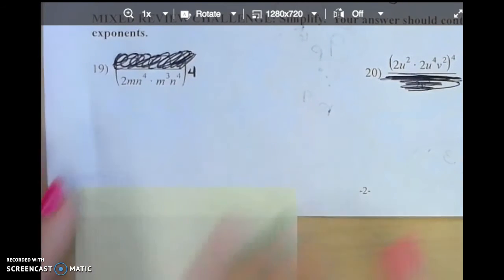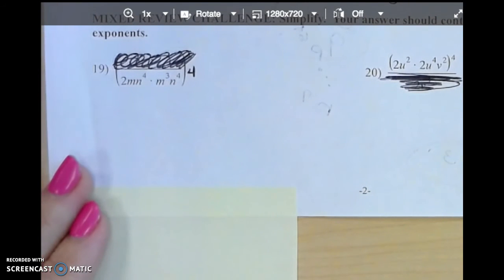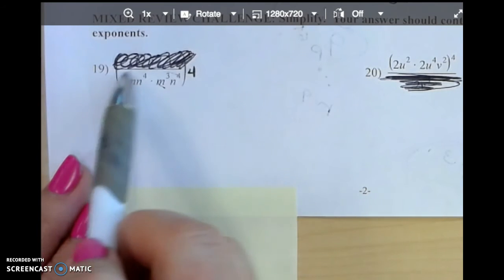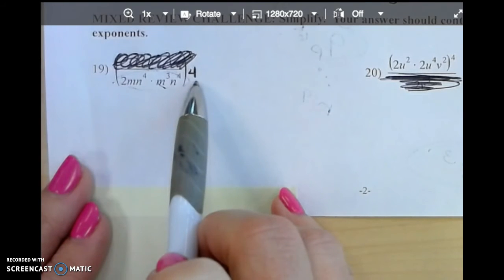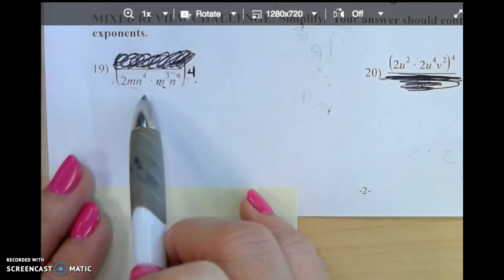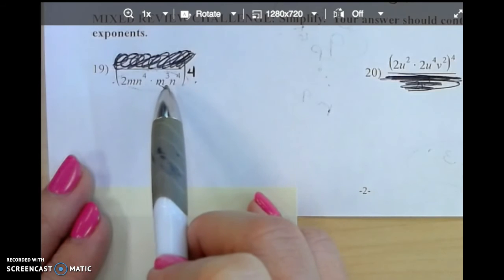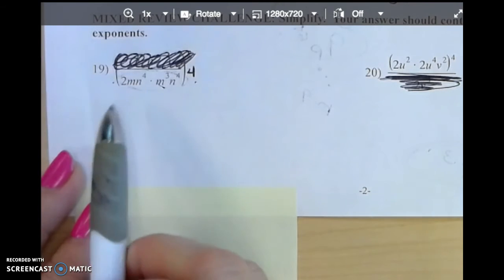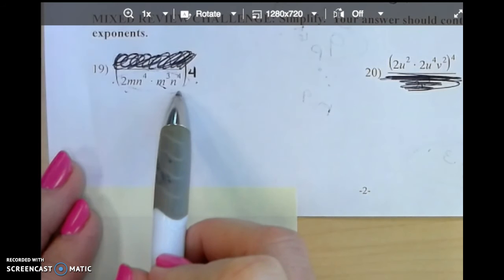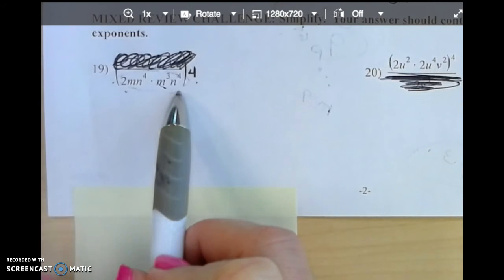Okay, 19. We've got 2m n to the 4th times m to the 3rd n to the 4th, all to the 4th. There are two different ways you can approach this problem. You can start by combining like terms here and then distributing the 4, or you can start by distributing the 4 and then combining like terms. My advice would be to simplify it as much as possible before distributing the 4. So when I work through here, I'm just going to try to group everything together and combine it.